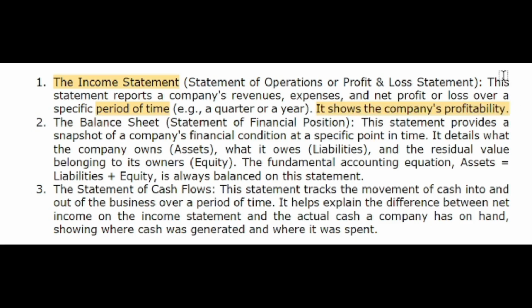It shows whether the company is profitable or in loss. What is the profitability of this business or company? This is shown in the income statement.